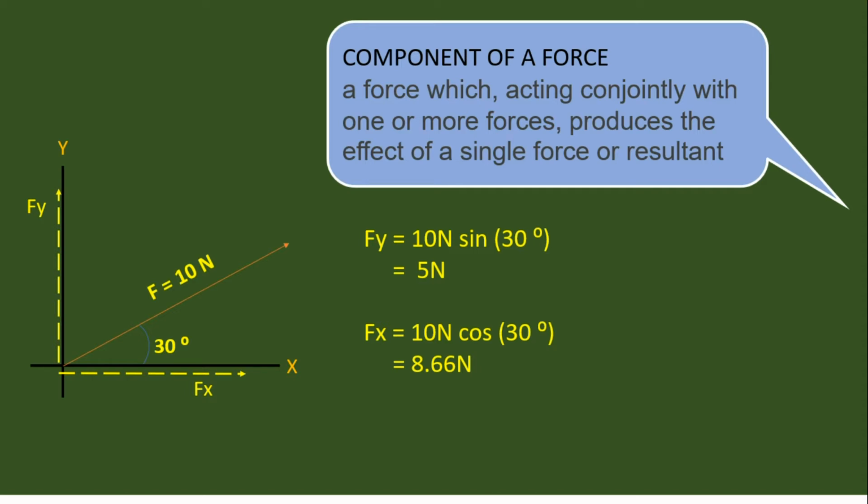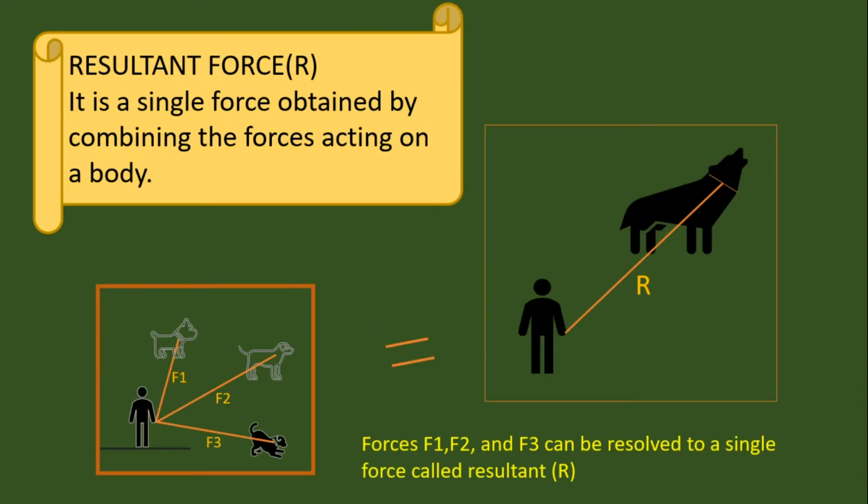Or we can use the SOHCAHTOA. So 10 Newton sine 30 degrees, yun yung ating 5 Newton na y component niya. Then we have 10 Newton cosine 30 degrees na kanyang x component.